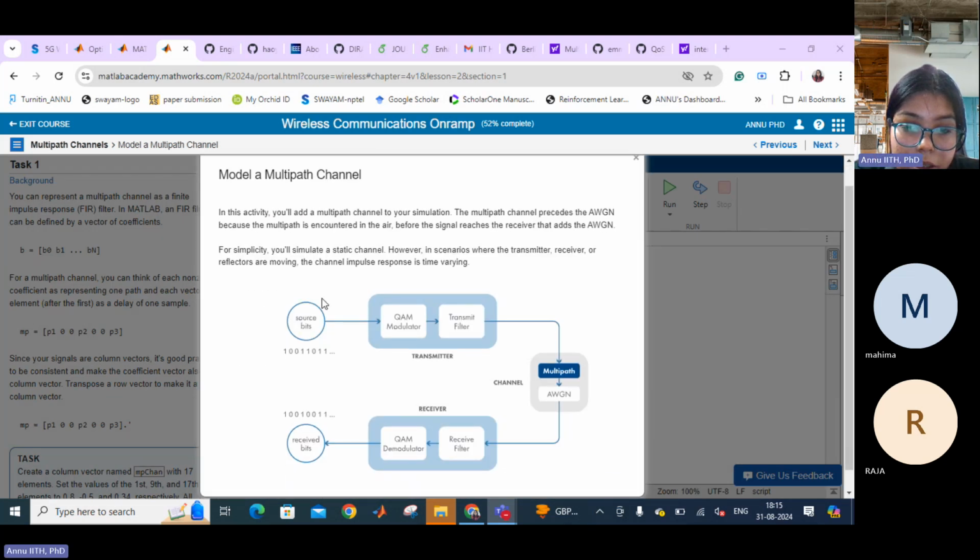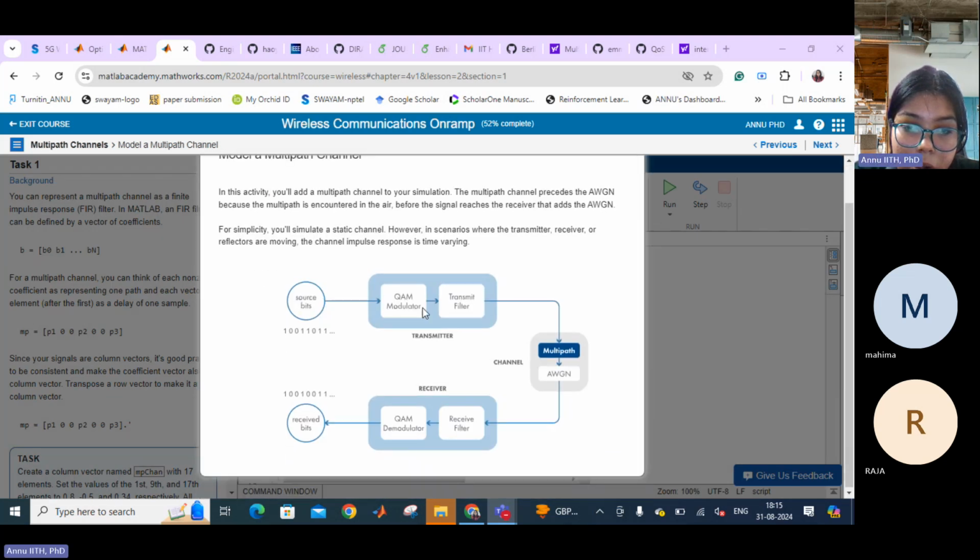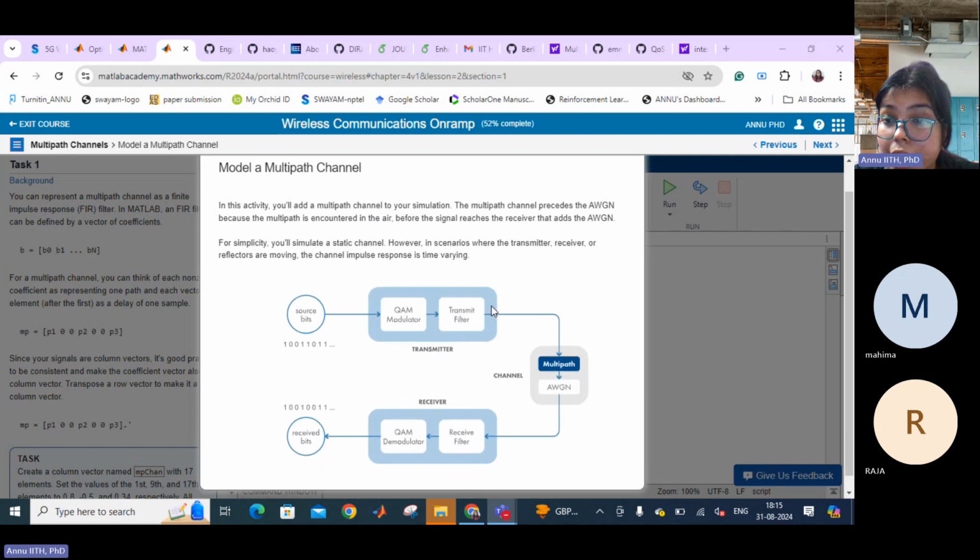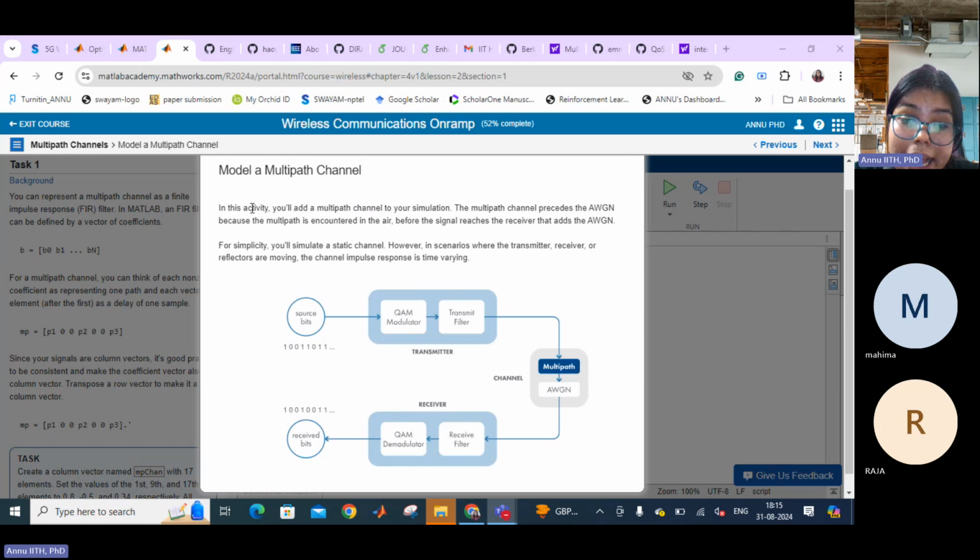So yeah, we talked about the QAM modulator, transmit filter, QAM demodulator and receive filter. We saw all these things in the last class. But in the channel we simulated only AWGN, okay? In reality, you will also have multipath components. So how we will do that multipath component, we will start today. In this activity, we will add a multipath channel to your simulation. The multipath channel precedes the AWGN because the multipath is encountered in the air.